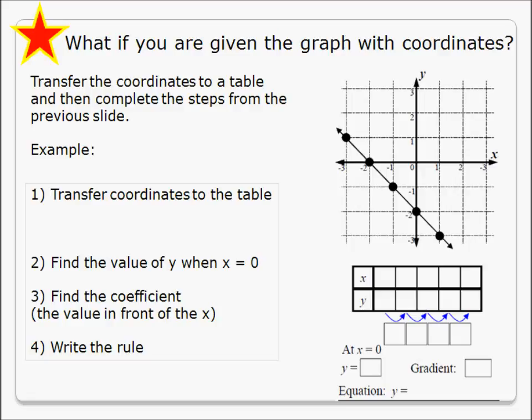Well, first thing I want to do is to look at the graph and see if I can identify the points on the line.